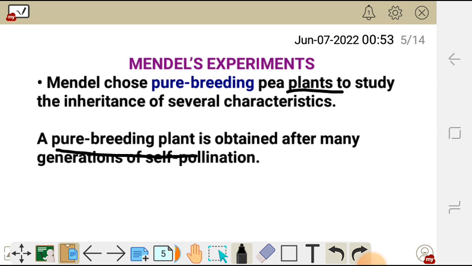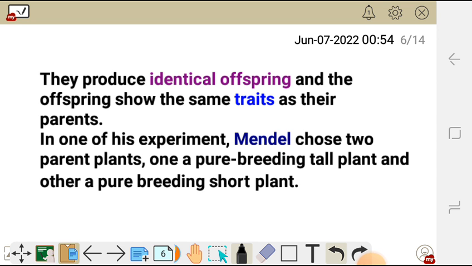A pure breeding plant is obtained after many generations of self-pollination. He got one of the plants and self-pollinated it for several generations and came up with what we call a pure breeding plant. A pure breeding plant is a plant which will always produce the same kind of plants when self-pollinated. So these pure breeding plants produce identical offspring and show the same traits as their parents.